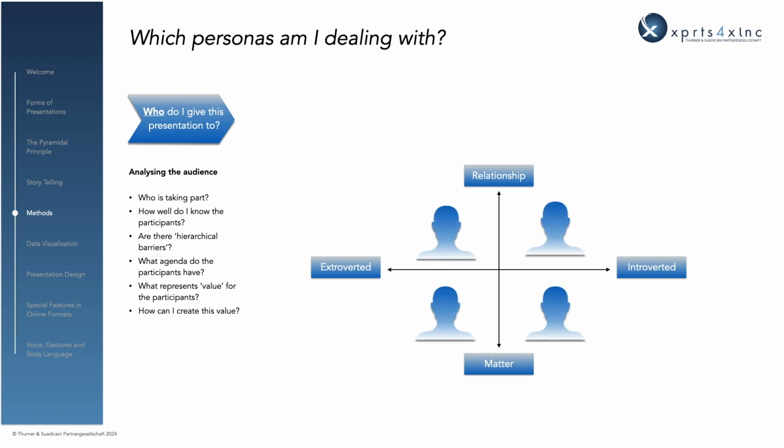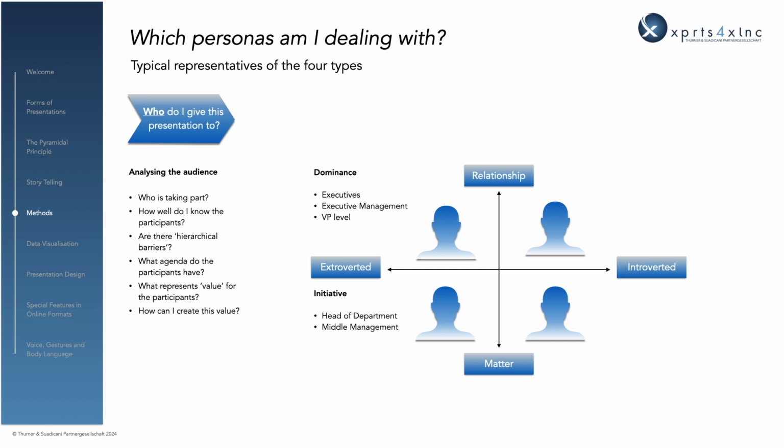And what are the personas? Typical representatives of the 4 types. Dominance. Executives. Executive management. VP level. Initiative. Head of department. Middle management. Continuity. Human resources. Finance. Quality management. Purchasing. Conscientiousness. Engineers. Developers. Quality assurance.